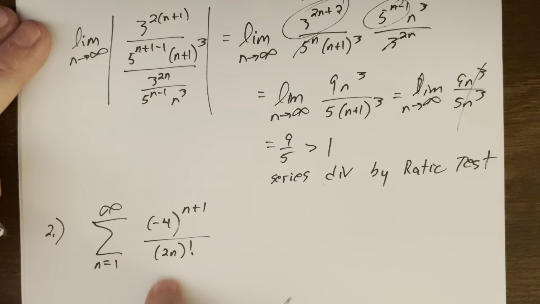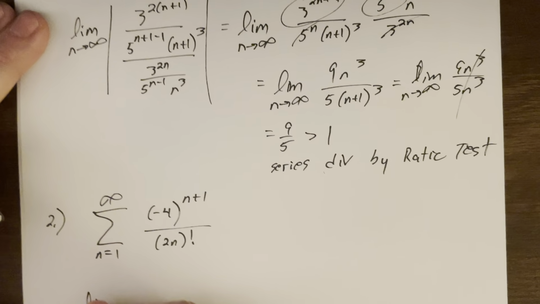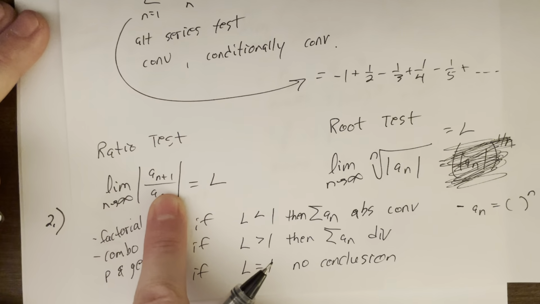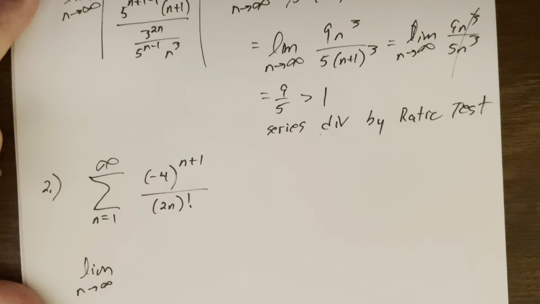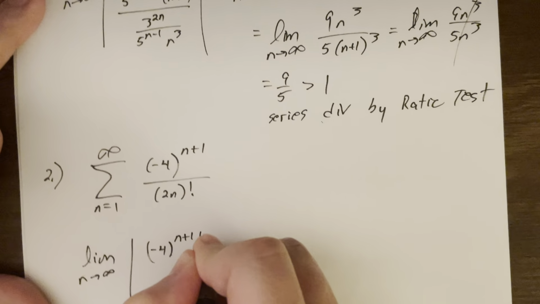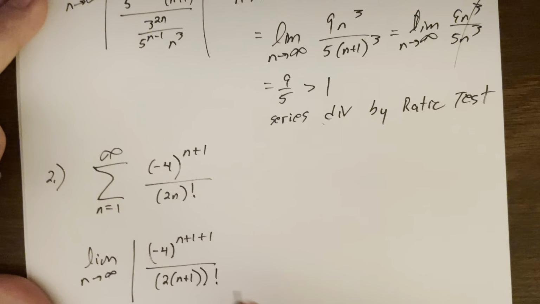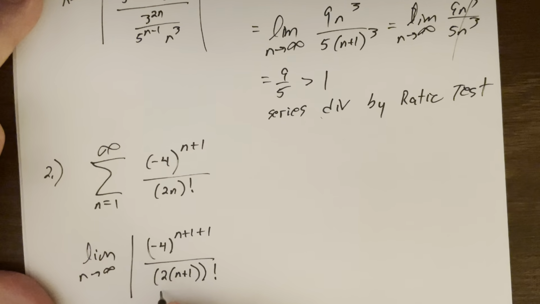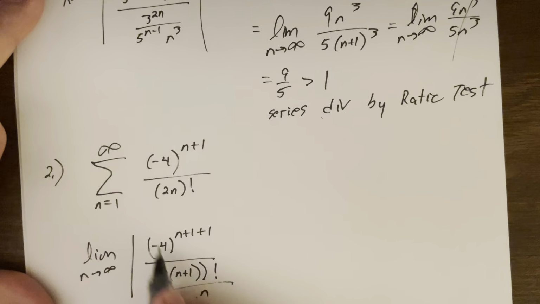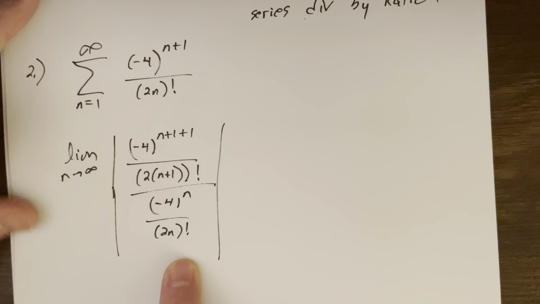Okay? So the first thing, again, that gave me my big clue to try the ratio test. Well, the ratio test, again, we start off setting up this limit. So as n goes to infinity, absolute value of negative 4 to the n plus 1 over 2 times n plus 1, that whole quantity factorial, all of that is my a sub n plus 1, divided by the original term.